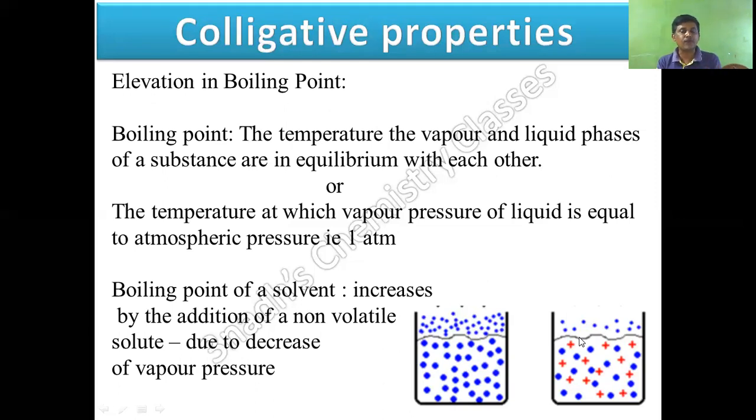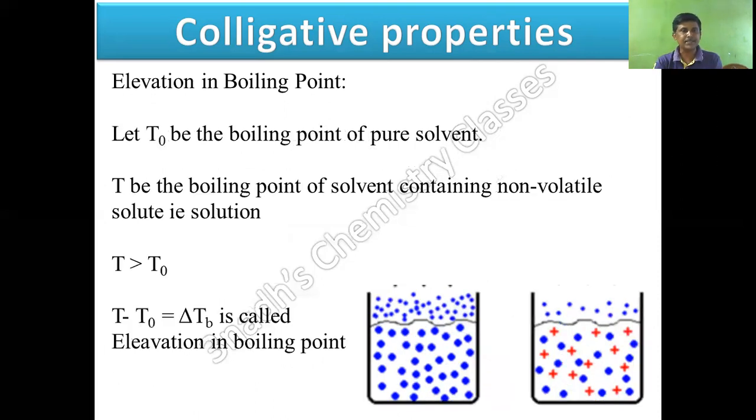Due to the addition of non-volatile solute, the vapor pressure of the pure solvent decreases. Due to this, its boiling point is increasing. Let T naught be the boiling point of the pure solvent, and T be the boiling point of the solvent containing non-volatile solute, or T be the boiling point of the solution. So from our previous discussion, we can say that T is always greater than T naught.